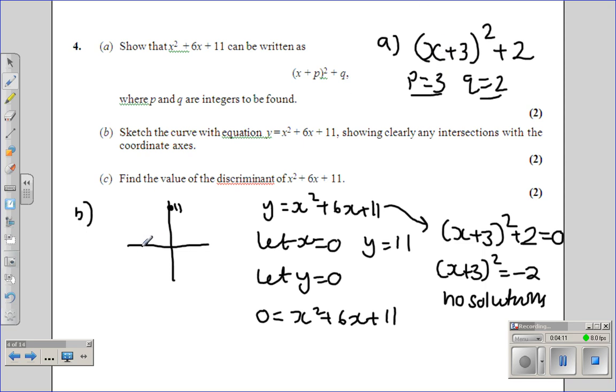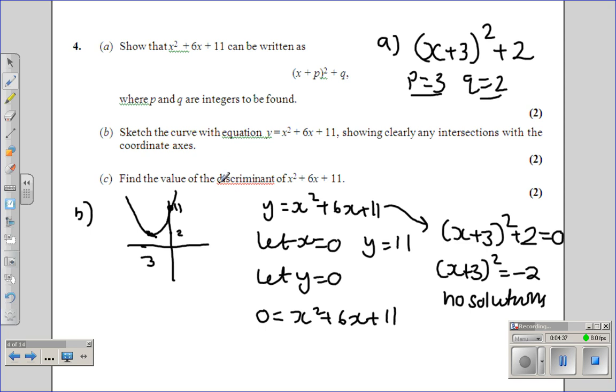So when x is negative 3, y is 2, the minimum value must be here, so therefore the graph looks like this. Minimum value, really easy to pick up from there. So that's part B, sketch the curve with the equation, showing clearly any intersections with the coordinate axes. We don't have to show the coordinates of the minimum point, but I've got them there so we could see it was on the left hand side.